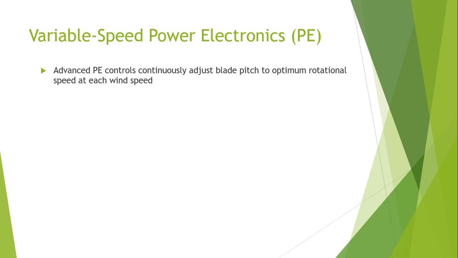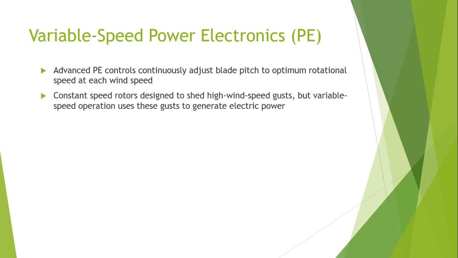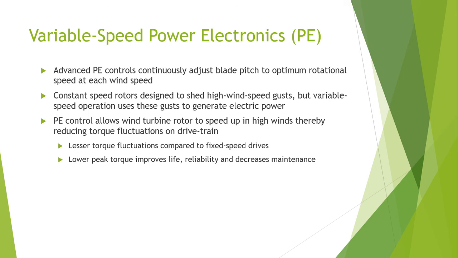The advanced power electronics controls continuously adjust to the optimum rotational speed at various wind speeds. The constant speed rotor is designed to shed high wind speed gusts, but variable speed operation uses these gusts to generate electric power. Power electronic controls allow the wind turbine rotor to speed up in high winds, therefore reducing the torque fluctuation on the drive train. So the lesser torque fluctuations, as compared to fixed speed wind turbines, mean that the reliability will be increased and the maintenance will be reduced.